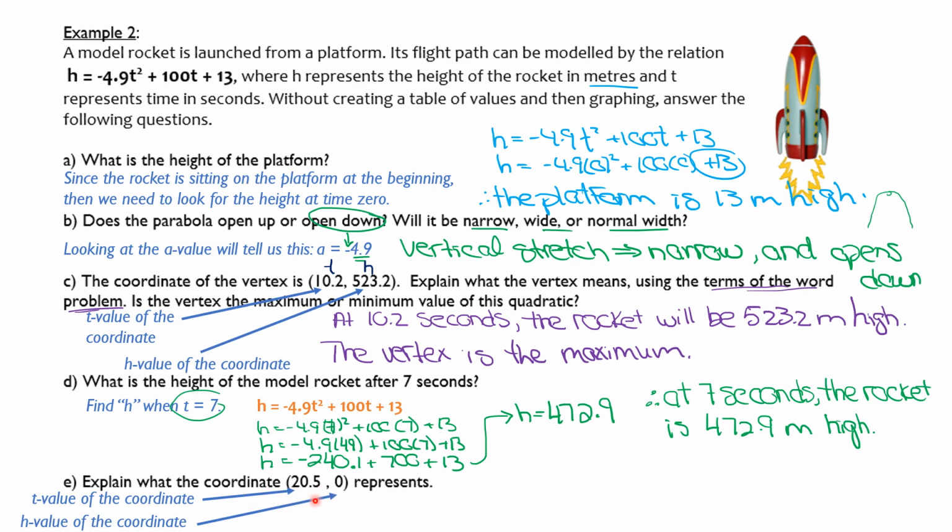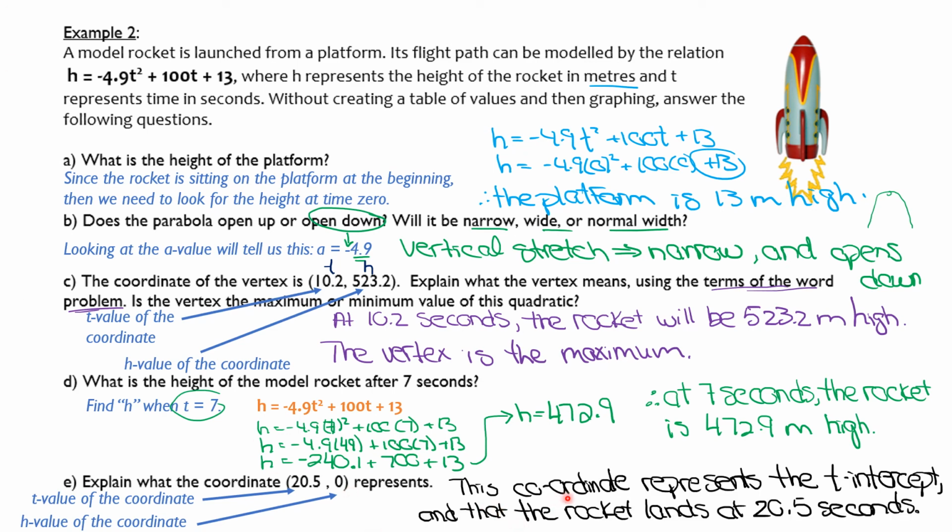What does this coordinate represent? So it's at time 20.5 seconds, the height is 0. So what does that really mean? The height is 0. That means, just like the football question, that the model rocket is back down on the ground if the height is 0. This coordinate represents the t-intercept as opposed to the x-intercept. It's a t-intercept, and the rocket lands at 20.5 seconds.